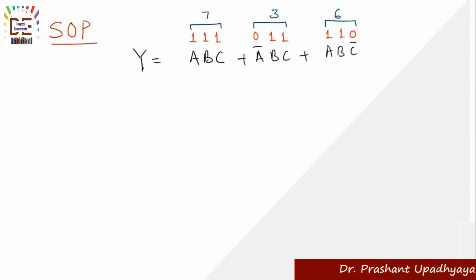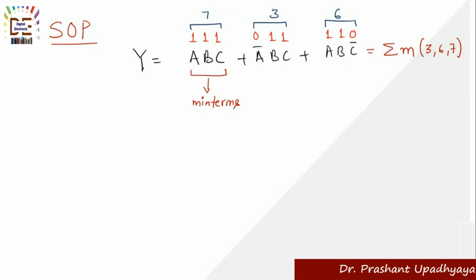These are known as your min terms. In SOP, each individual term is known as a min term. ABC is one of the min terms, A bar B C is one of the min terms, and A B C bar is one of the min terms. And how do you represent them? You represent it with summation m, small m, equal to 3, 6, and 7.